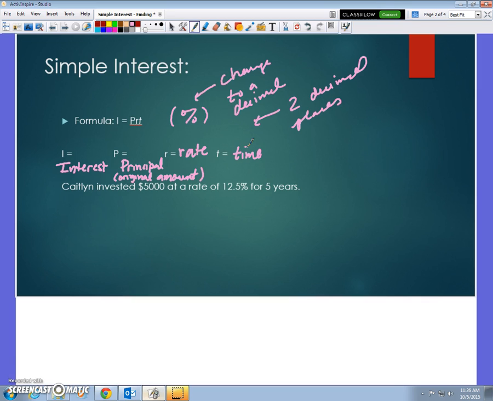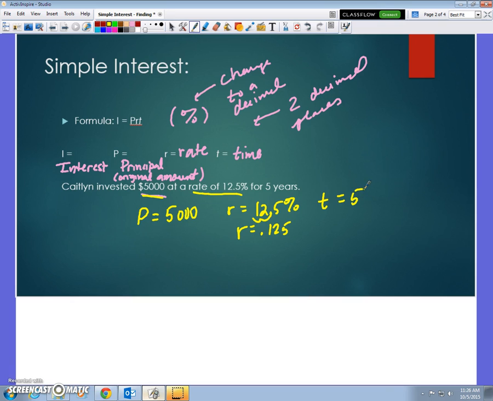Okay, well, let's take a look here. Caitlin invested $5,000 at a rate of 12.5% for 5 years. All right, a lot to take in there. She invested how much she started with. 5,000 is her principal. So the P value is 5,000. The rate, R, is 12.5%. I'm going to put 12.5%, but we're going to change it to R equals 0.125 because we do need to move that decimal place 2 spots. And then we have 5 years, so our time is 5, in this case years.